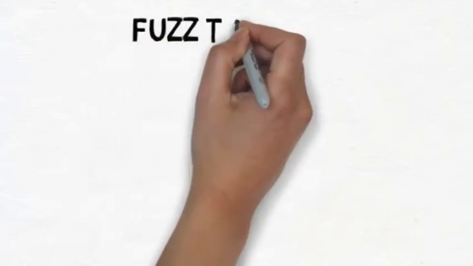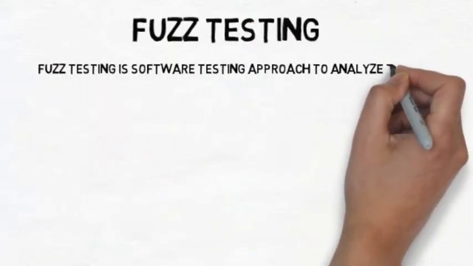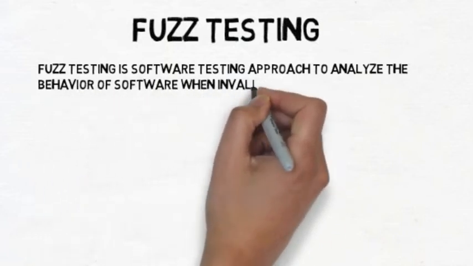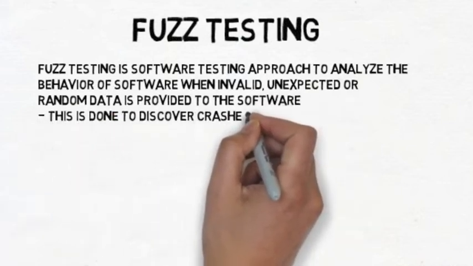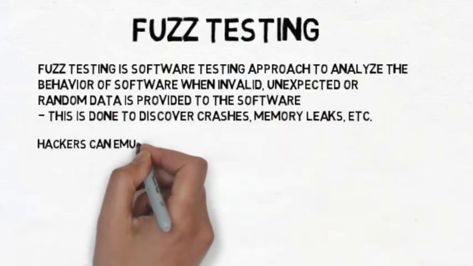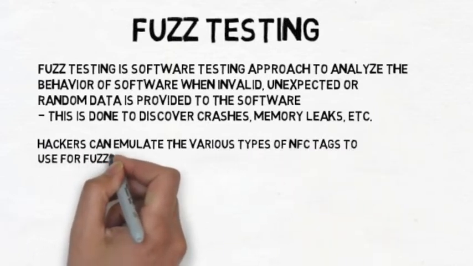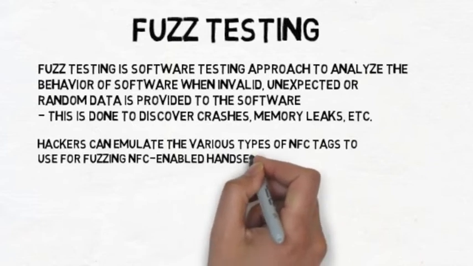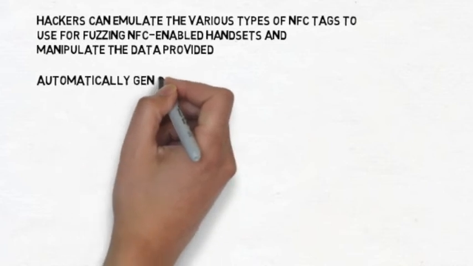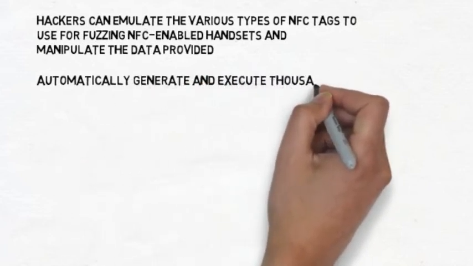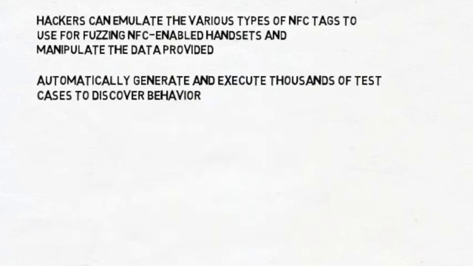One thing a hacker could do is something called fuzz testing. Fuzz testing is a software testing approach to analyze the behavior of software when invalid, unexpected, or random data is provided to the software. People will do this to try to discover crashes, memory leaks, and any other failure modes that the phone might exhibit. Hackers can emulate the various types of NFC tags to use for fuzzing NFC-enabled handsets and manipulate the data provided. So what they'll do is automatically generate and execute thousands of test cases to discover this type of behavior, and then possibly replicate it in the real world.